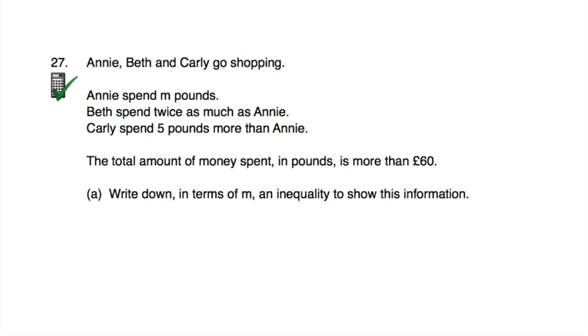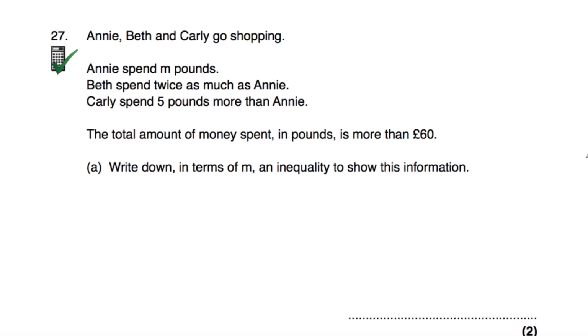Okay, let's look at our next question, question number 27. Okay, so question number 27 says that Annie, Beth and Carly go shopping, and that Annie spends M pounds. Beth spends twice as much as Annie, so she spends double whatever Annie spends. So if Annie spends M pounds, Beth would spend 2M pounds because she spends double, times by 2. And then we're told that Carly spends 5 more pounds than Annie, so whatever Annie spends, Carly spends 5 pounds more. So that would be M plus 5.